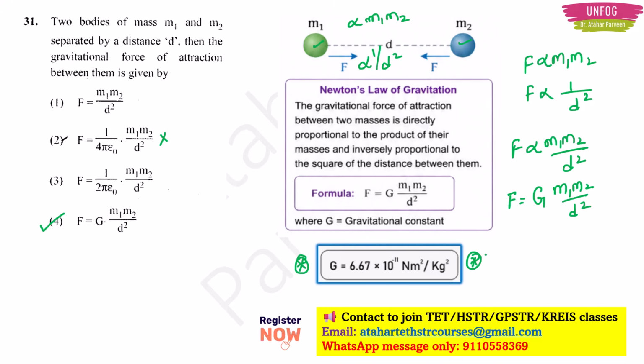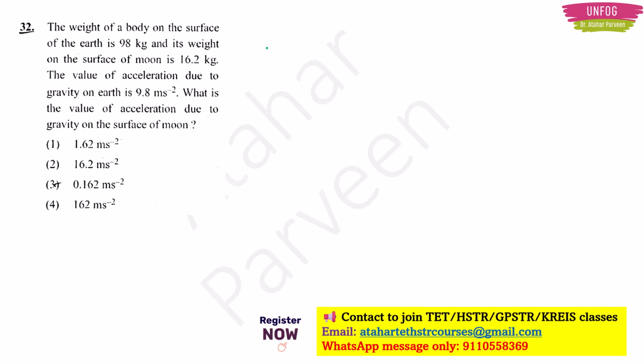Okay, clear, right? Next, question number 32. The weight of the body on the surface of the earth is 98 kg. And the weight of that body on the surface of the moon is 16.2 kg. Acceleration due to gravity on earth, we already know, is 9.8 meter per second square. Let it be GE. We have to find the value of acceleration due to gravity on the surface of the moon.